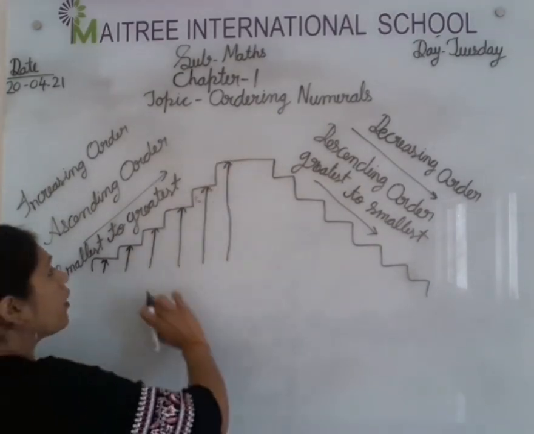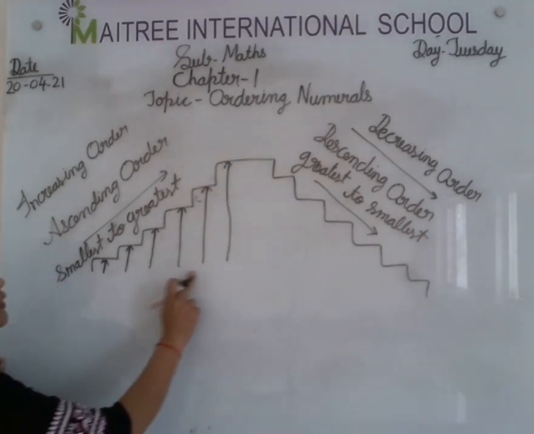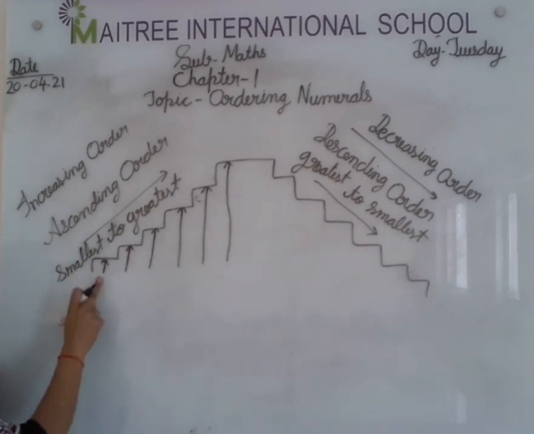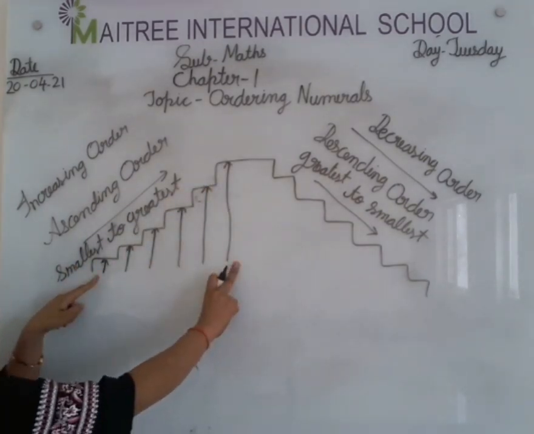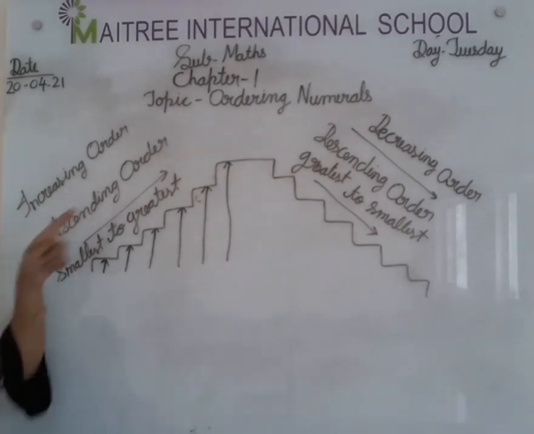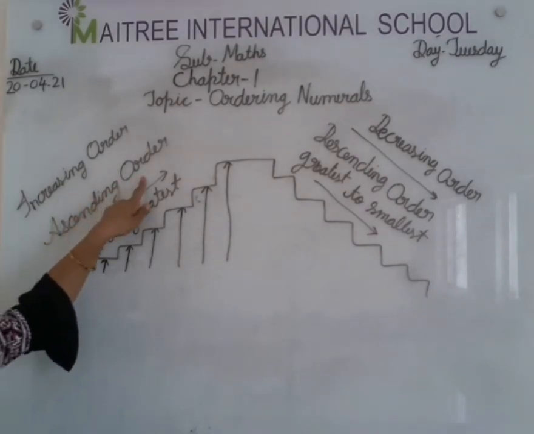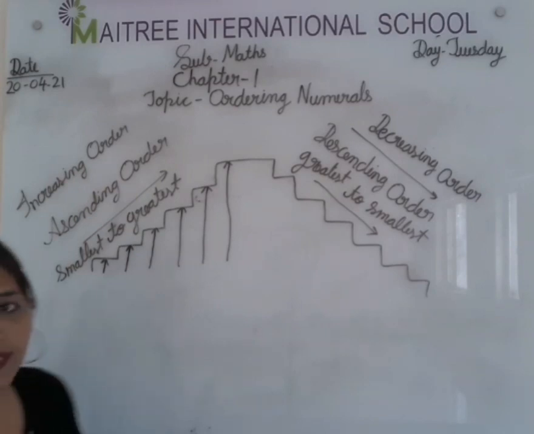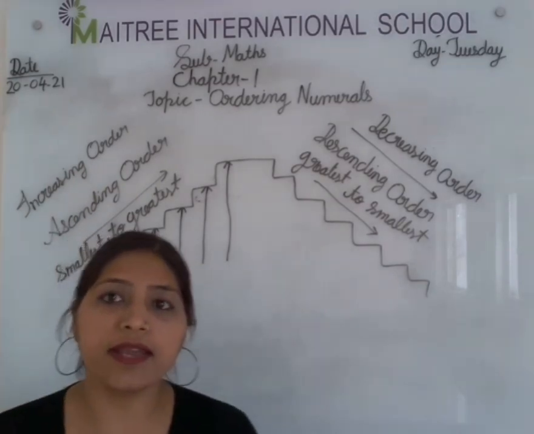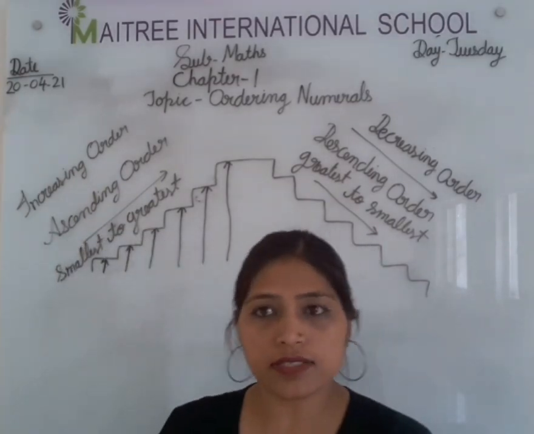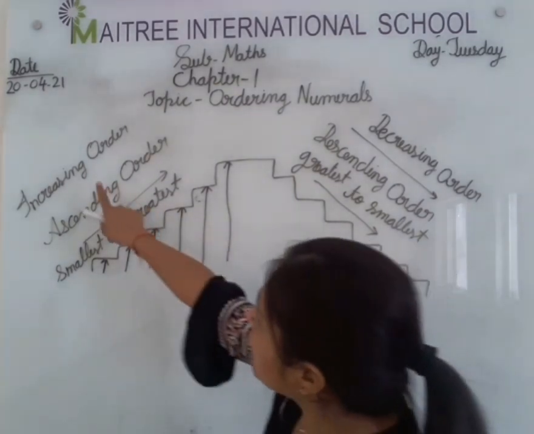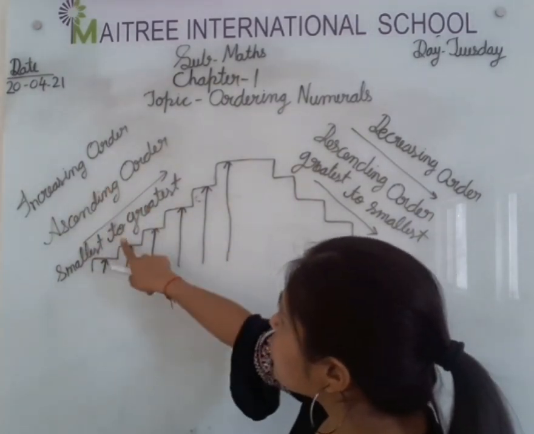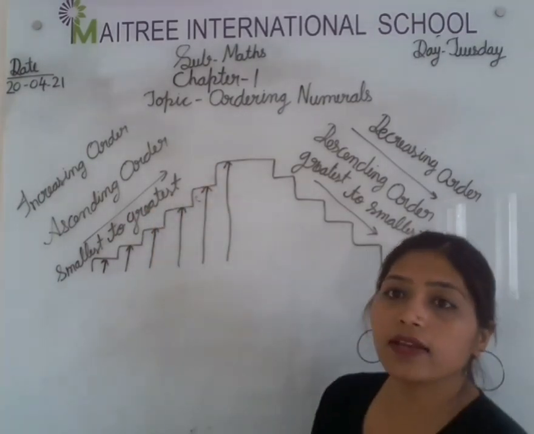Yes. So what is happening here? The height is increasing. It means here we have the smallest and here we have the greatest one. Okay. So this is called ascending order. Ascending, or you can say increasing. Ascending and increasing are both the same thing. So what is the meaning of ascending and increasing? Ascending and increasing mean smallest to greatest.